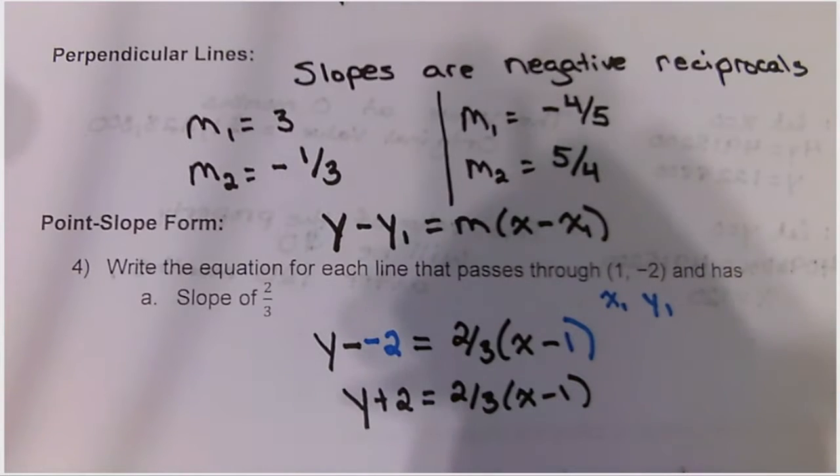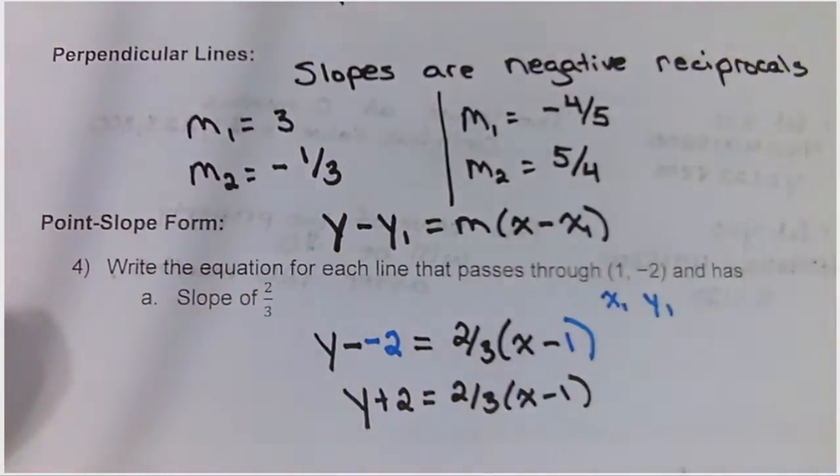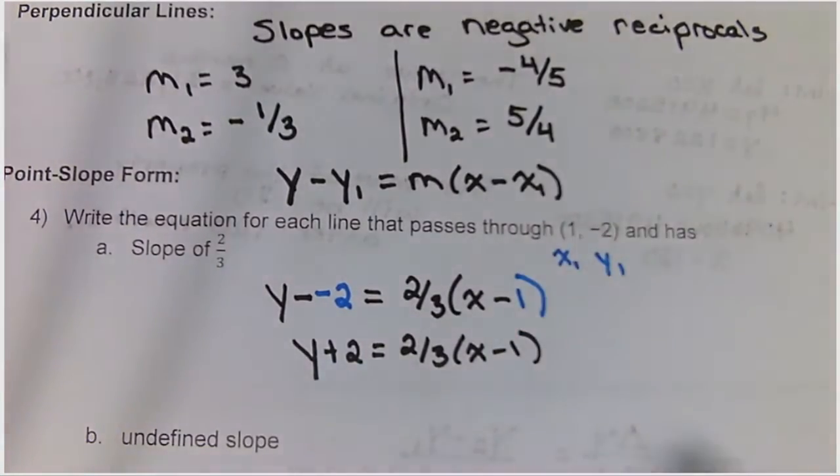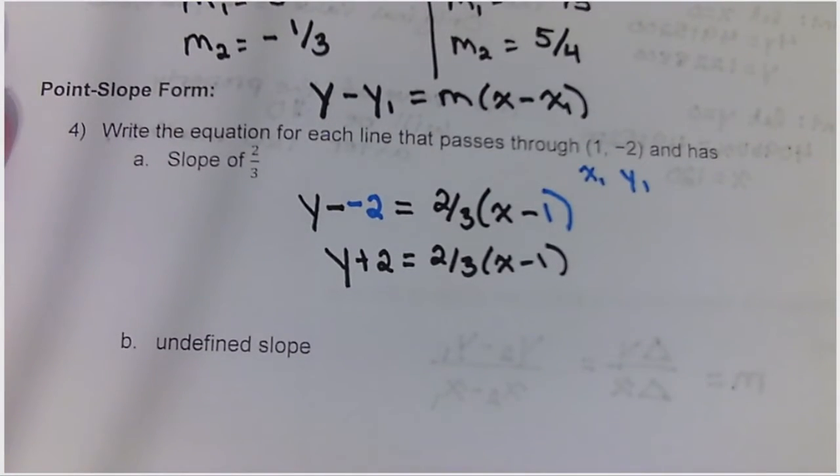But if the problem asks you to rewrite it in slope intercept, you could always distribute and solve for y. But if it's just asking you to find that line, then you're really done.